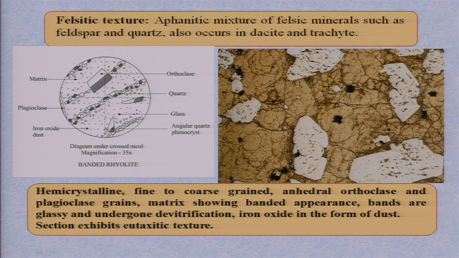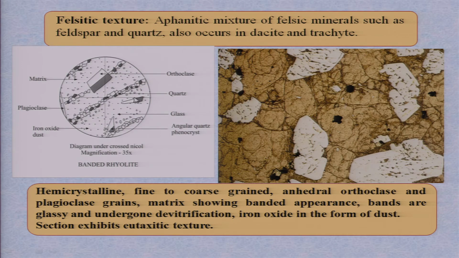This matrix shows a banded appearance. Here I have drawn the bands from my own microscopic observation, showing how it looks under the microscope. The bands are glassy and have undergone devitrification, and as a consequence iron oxide is released in the form of a dust. That is why you get turbidity in this section here.